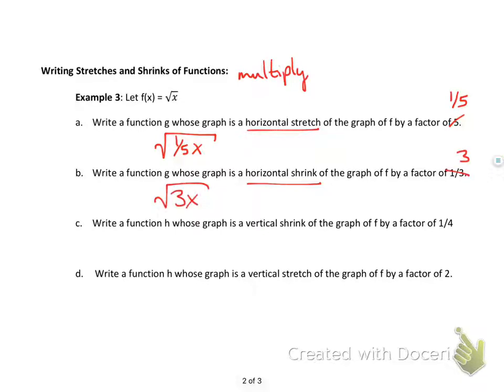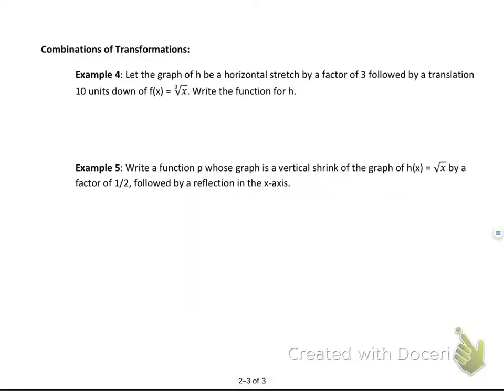And when you have a vertical stretch or shrink, so these two right here, we leave it alone. We're going to use that number, and it goes outside. So it's going to be 1/4 square root x, or 2 square root x.